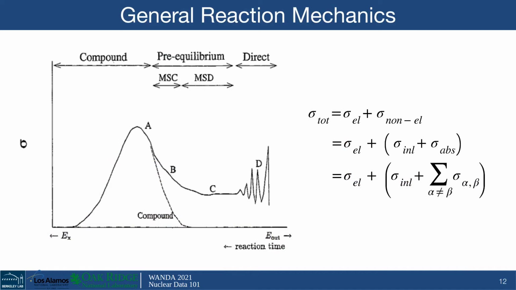Typically, the total reaction cross-section may be divided into the elastic and non-elastic components. Typically, the nuclear optical model is used to calculate the elastic component of this total reaction cross-section, leaving behind the non-elastic component, which is comprised of the sum of both the inelastic scattering cross-section and the absorption cross-section. These tend to be dominated through compound mechanisms, and will be discussed in subsequent slides.